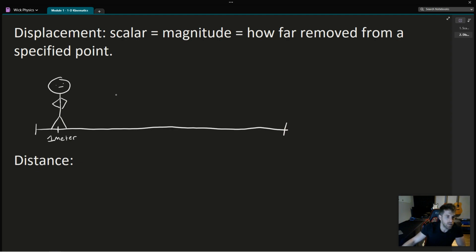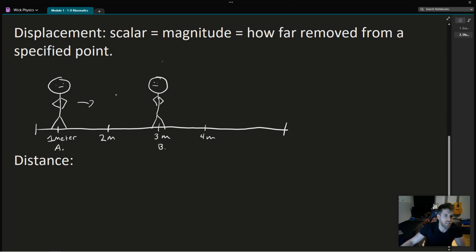This person, let's call this 2 meters, 3 meters, 4 meters. Let's just go to 4. This person goes ahead and goes to 3 meters. Okay, it's the same person. All right, they're at 3 meters. We'll call this point A. We'll call this point B. So this person has traveled a total displacement of 2 meters.